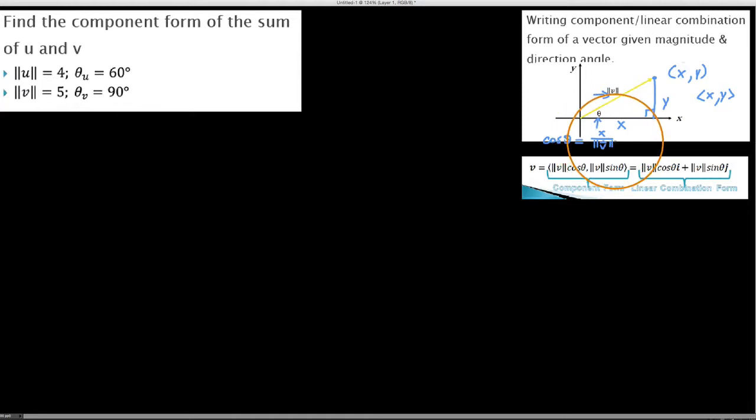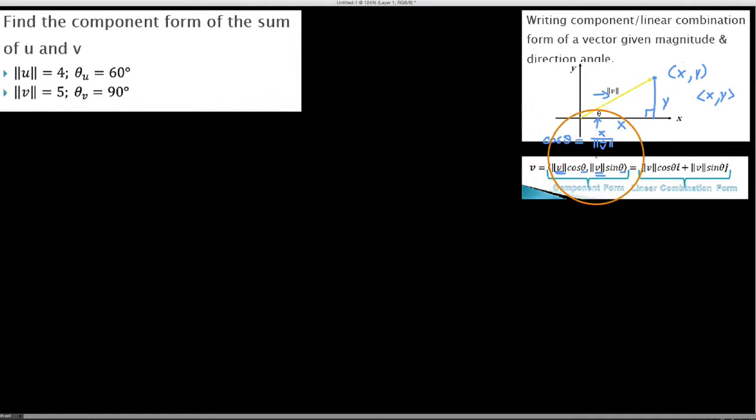If we multiply both sides by the magnitude of v, we get that x is equal to the magnitude of v cosine theta, or the length of the vector times the cosine of the angle that it makes with the positive x-axis. The same thing can be said about the value for y. In general, if you know the direction angle and the magnitude of the vector, you can write its component form as magnitude cosine angle, and then magnitude sine angle, and that's it.